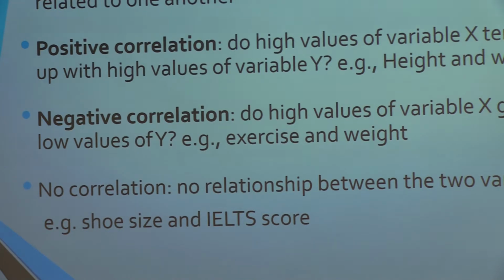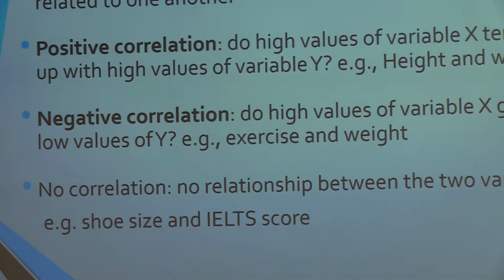Okay. The correlation could also be negative, where high values of variable x go with low values of y. For example, exercise and weight, right? Usually, if you do more exercise, you lose weight, is that right? So the more exercise, the less weight, right? So it's negative, right? Okay.